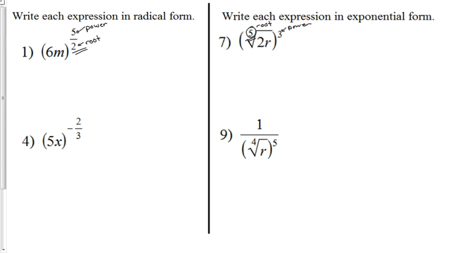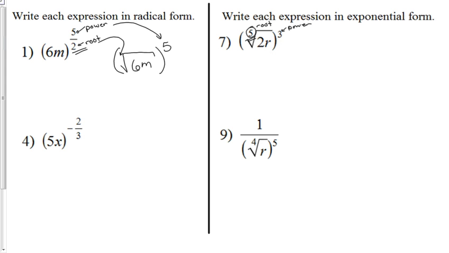So writing this in radical form has us put a root sign. It's the second root, but usually you don't put that there, so I will erase that. It's just known that if you write a root, it's the second root or square root. The 6m goes underneath there, and then the fifth power. So the power, the root.